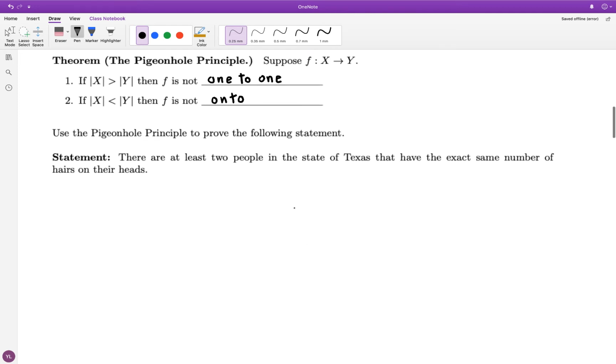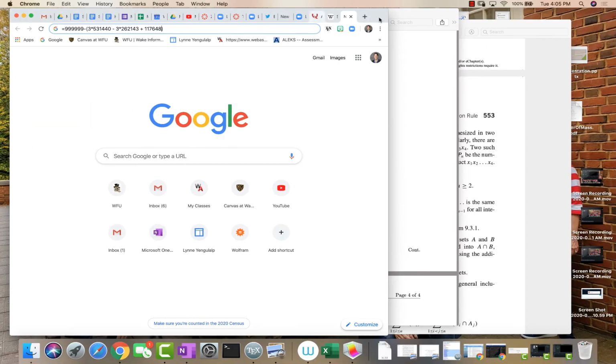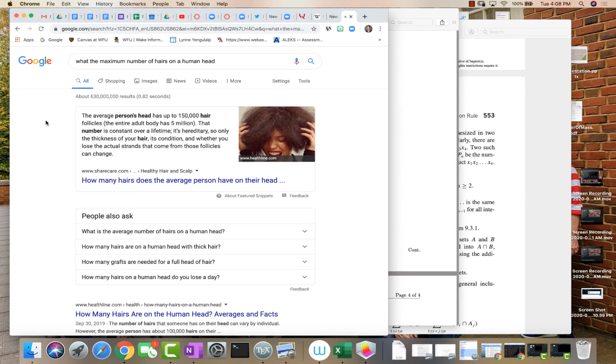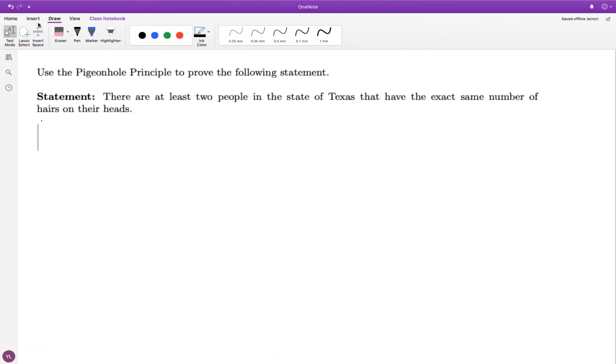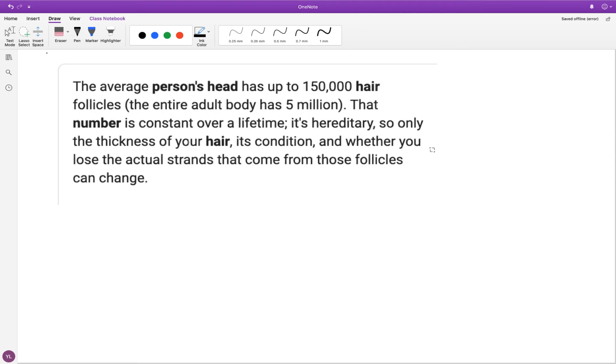Okay, so let's use this mathematical theorem now to prove this kind of silly statement here. Let's prove that there are at least 2 people in Texas that have the exact same number of hairs on their heads. How would I go about doing that? Well, I go over to Google. Okay, and I just ask Google, what's the maximum number of hairs on the human head? And since everything on the internet is true, I can take this little observation here and bring it back to our discussion.